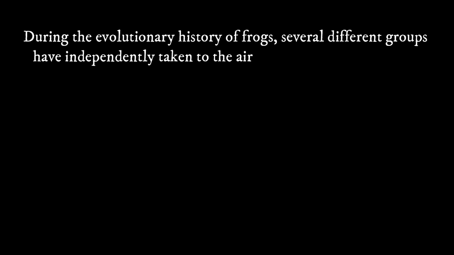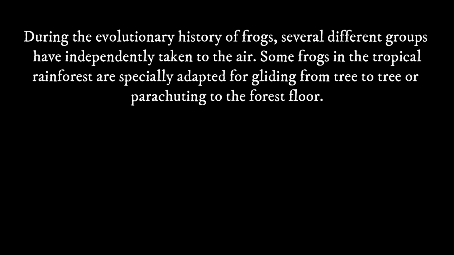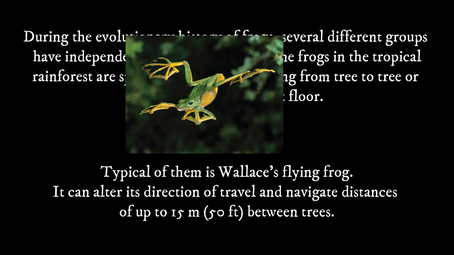During the evolutionary history of frogs, several different groups have independently taken to the air. Some frogs in the tropical rainforest are specially adapted for gliding from tree to tree or parachuting to the forest floor. Typical of them is Wallace's flying frog. It can alter its direction of travel and navigate distances of up to 15 meters between trees.